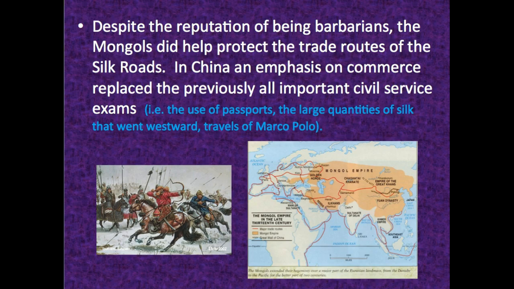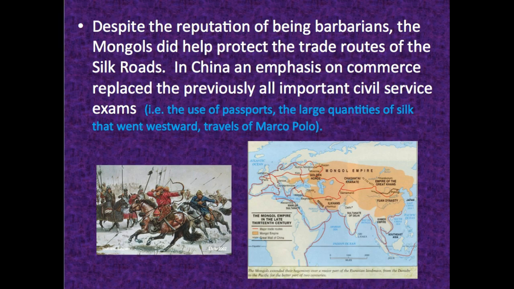Despite the reputation of being barbarians, the Mongols helped protect the trade routes of the Silk Road. Mostly this was due to money. Remember, they were the mediator between Europe and China. To keep both isolated from one another, the Mongols really helped control that middle portion of the Silk Road. And again, this changes with the travels of Marco Polo, starting in 1271.